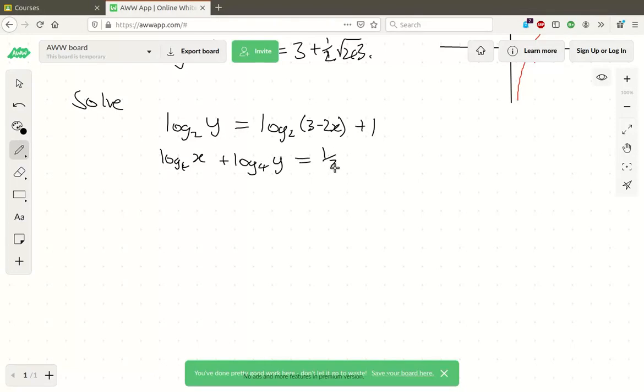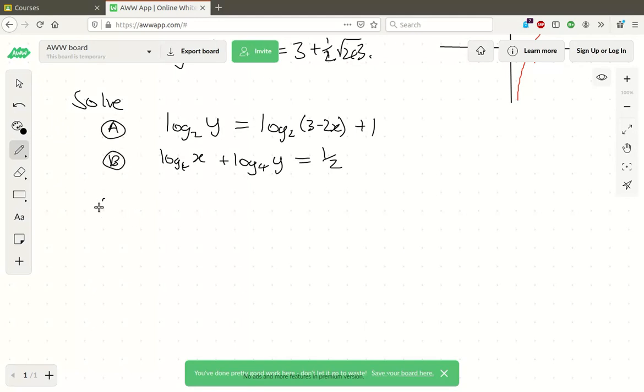This is an example of simultaneous equations. We've got two unknowns to find this time, x and y, and two equations. And there's some logs in there. Now, does that make this massively harder than normal solving simultaneous equations? Not really. Just use the log laws first. You've got two equations, sometimes helpful to call them A and B.